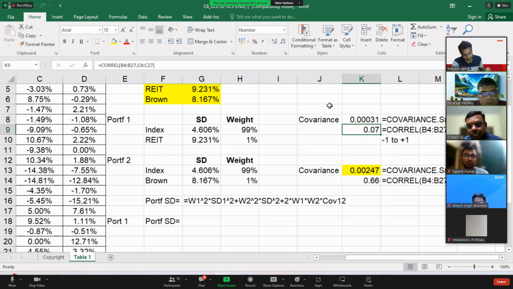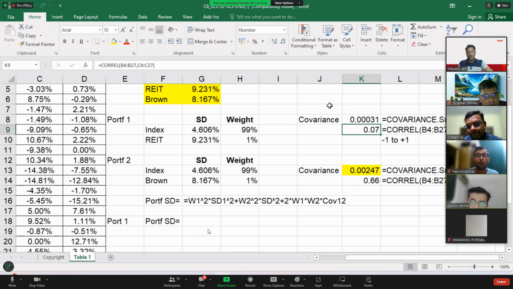So basically, if you want to diversify, I repeat what I said. Please understand what I'm trying to say. If you want to diversify your portfolio, you should include two such stocks which have zero correlation or -1 correlation. Why am I saying this?